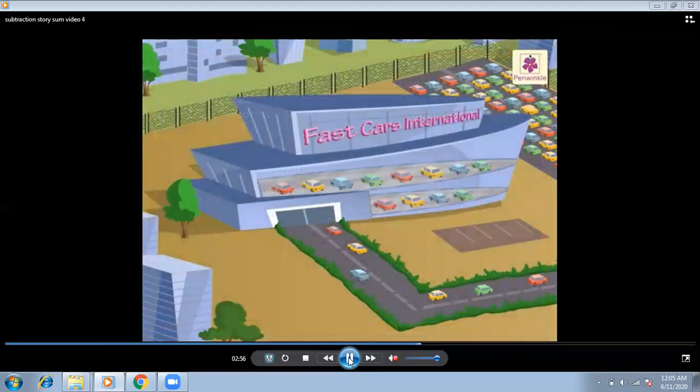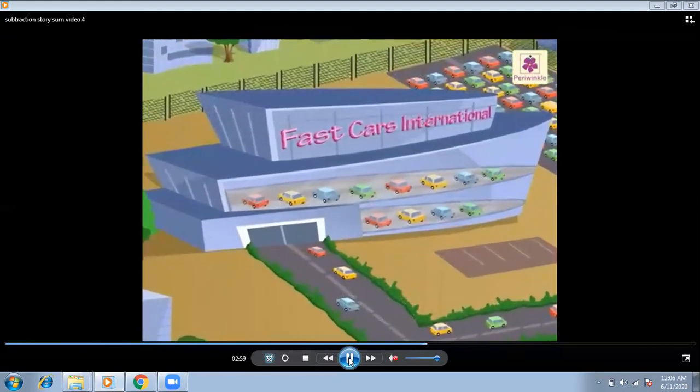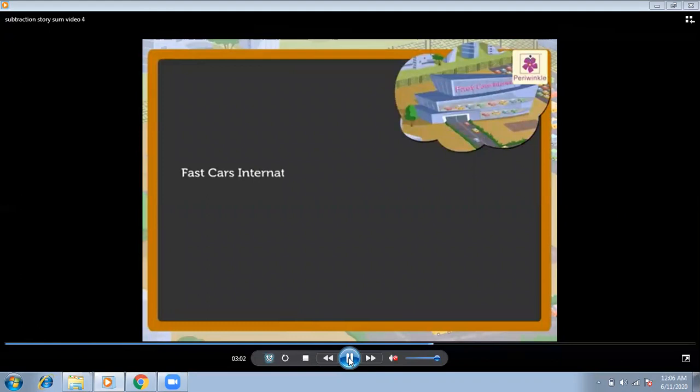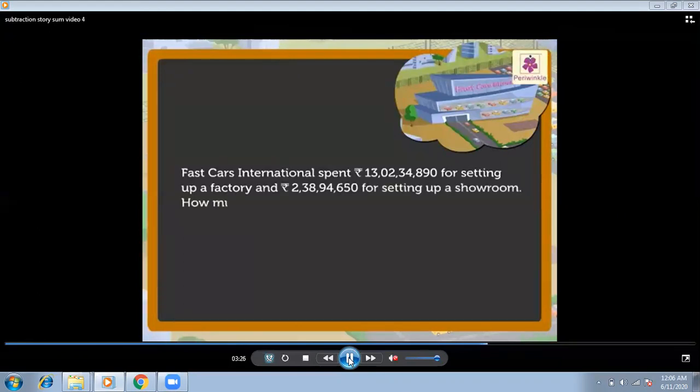Here is one more question. Fast Cars International. There is a company called Fast Cars International. So what is the question? Fast Cars International spent 13 crore 2,34,890 for setting up a factory and 2 crore 38 lakh 94,650 for setting up a showroom. Now what you have to find? How much more amount did the company spend for setting the factory?